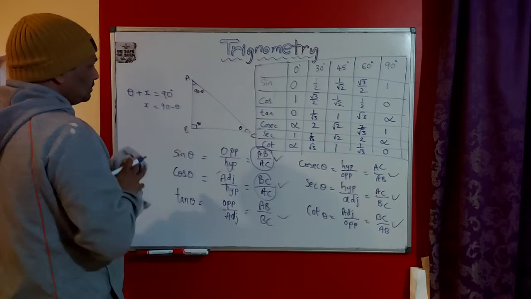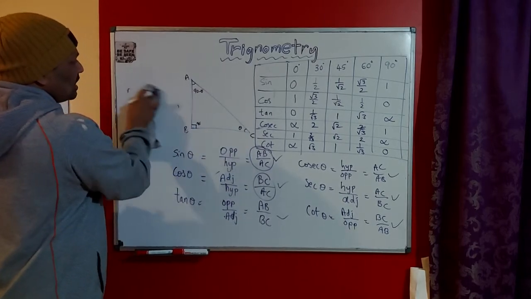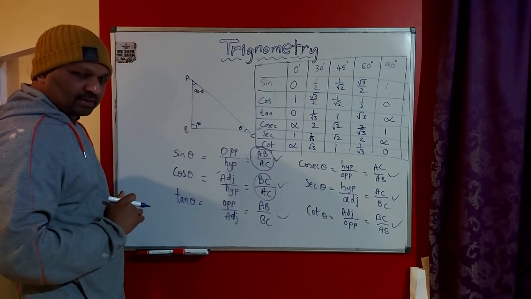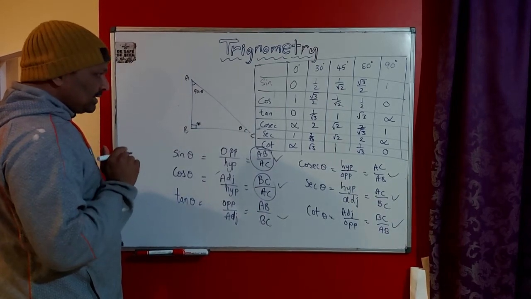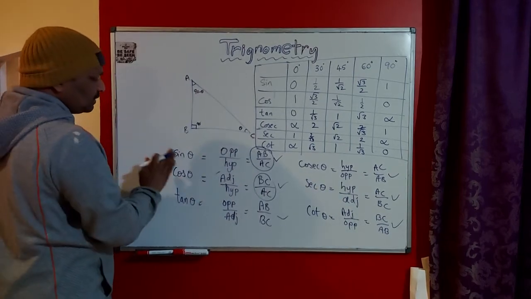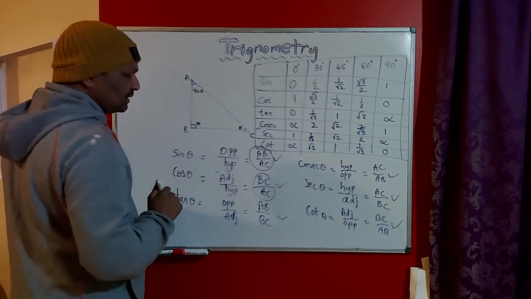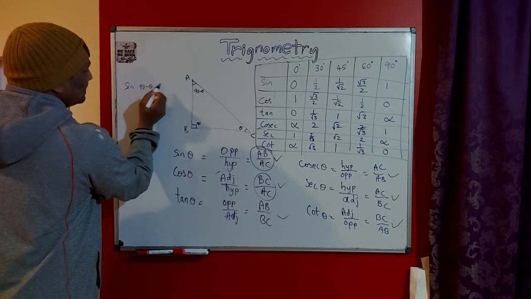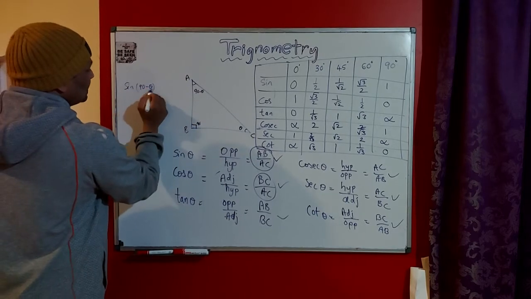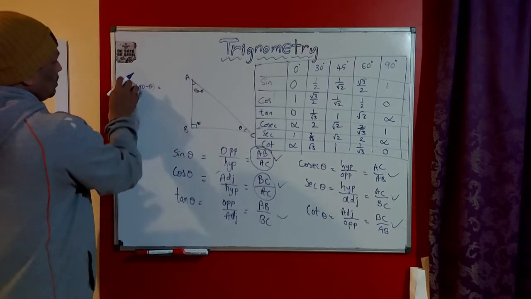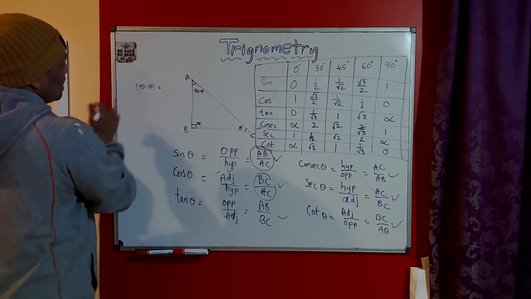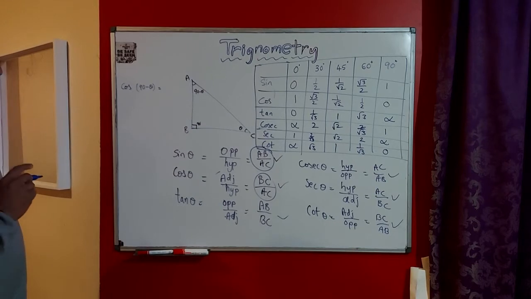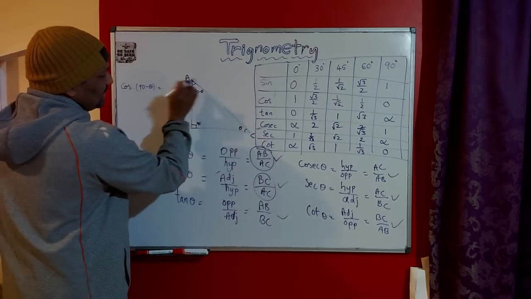Okay. Now, what is sine theta? Sine theta is AB by AC. What is sine 90 minus theta for the same triangle? Sorry, what is cos 90 minus theta? For the same triangle, 90 minus theta is the angle here.